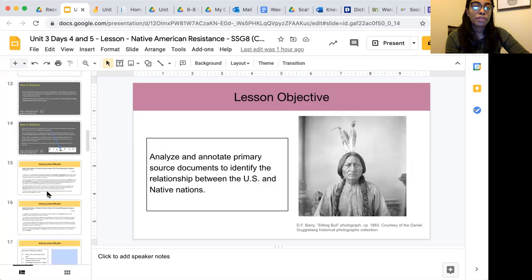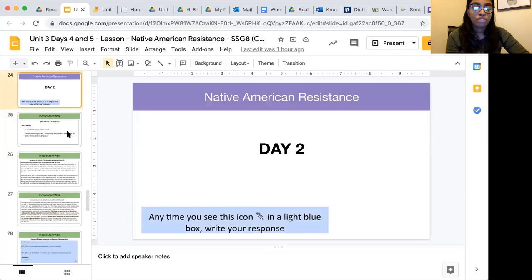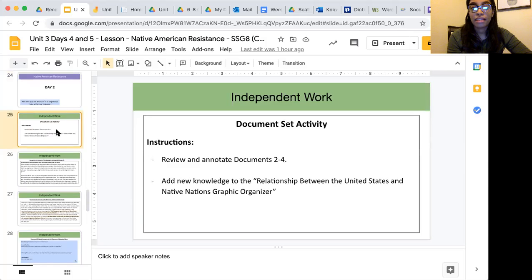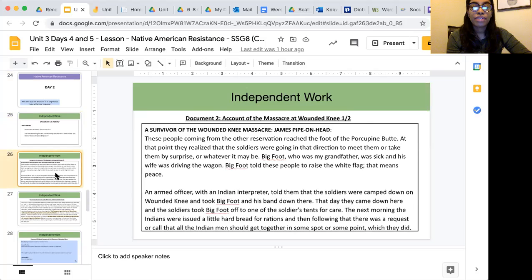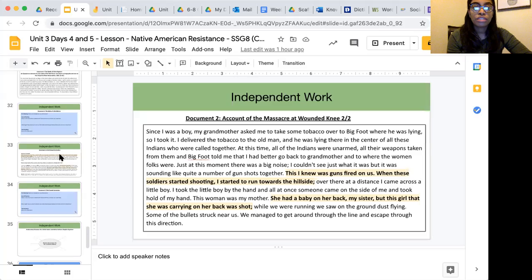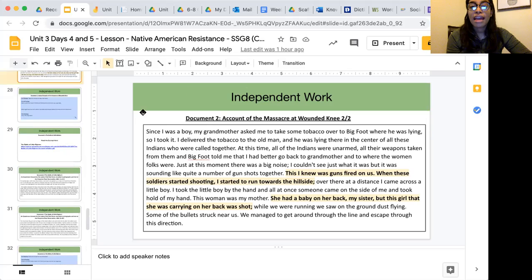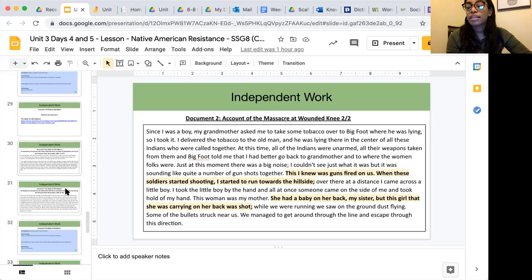So for example, as we continue, we're up to day 2 here, right? Basically the students are going to be working independently, and they're supposed to be reviewing and annotating. And as you annotate with your students, you want to make sure that it is meaningful, relevant, and purposeful. And you want to make sure that it really connects to what the objective wants, which is to analyze the relationship between the United States and Native nations.